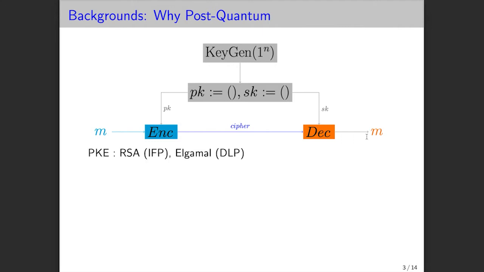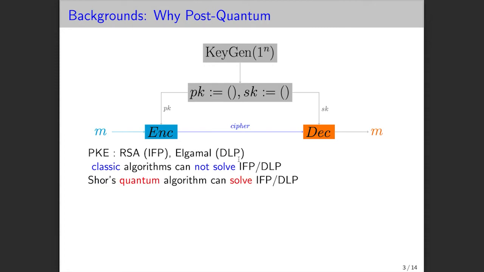Right now we have many encryption schemes, RSA, ElGamal, and other encryption schemes which are based on the integer factorization problem or discrete log problem. And these schemes are secure because of these problems. IFP or DLP are hard to solve classically, but in the quantum world, these problems can be solved very efficiently by Shor's algorithm.